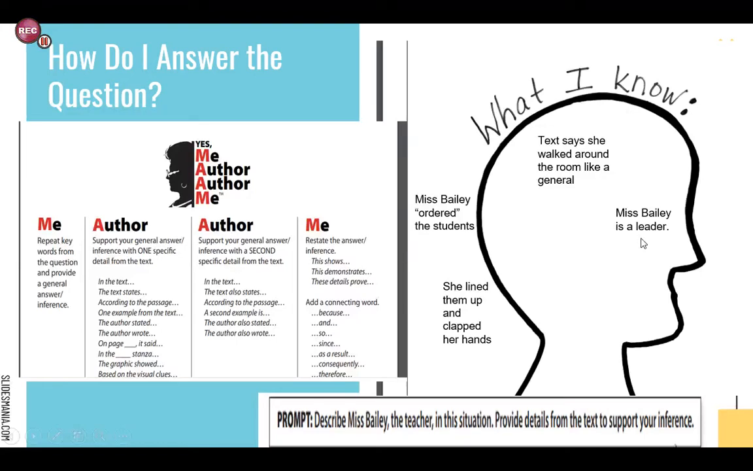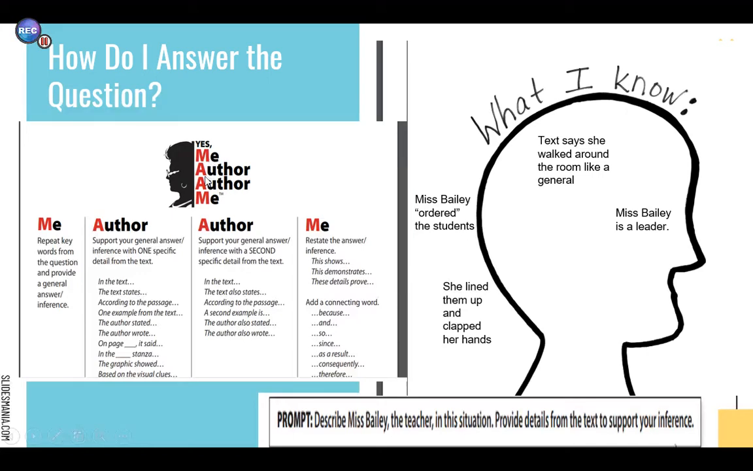Wouldn't you agree? Yes. So these text evidence things that I pulled right from the text, I put them together with things that I already know about leaders, and I can infer that Miss Bailey is a leader. So that first M is me. That's thoughts in my head. That's my inference.